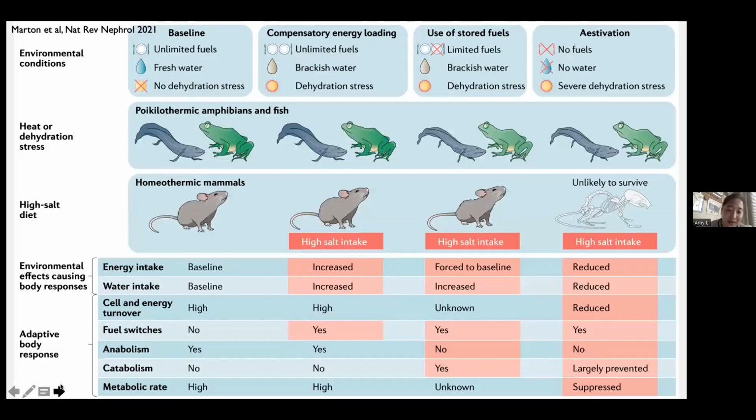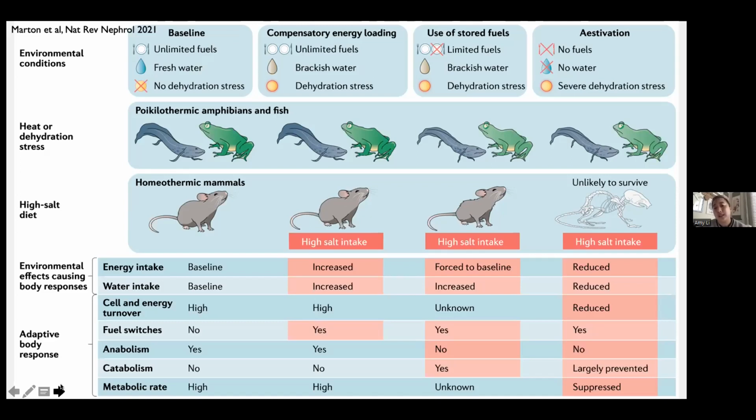So this table is a lot, but I'm going to try to break it down the best I can. On the left column, we have baseline: unlimited fuel, unlimited water, no stress. That gray thing is a lungfish. There's a frog there, and the mice are happy. This table is comparing what non-mammals and mammals would do in a high stress environment that would theoretically induce estivation. For mammals, eating a high salt diet can induce an estivation-like state.